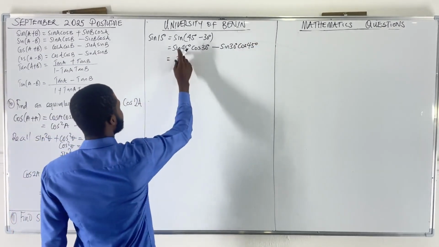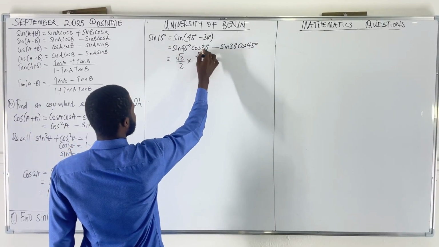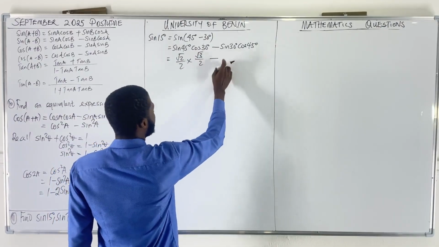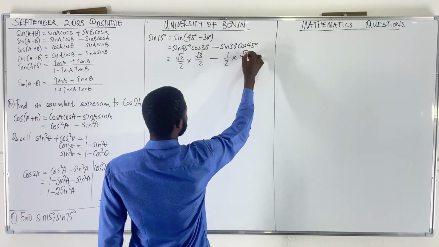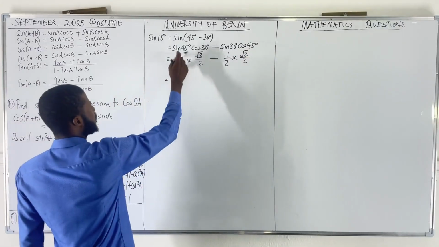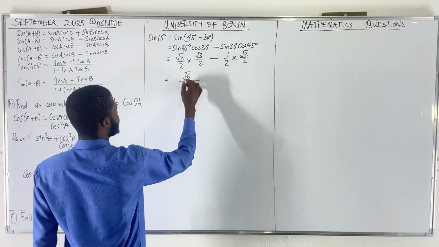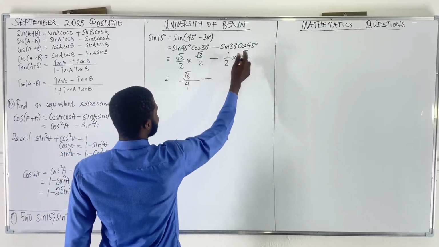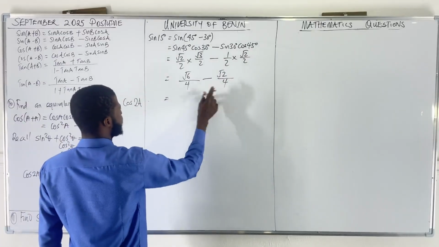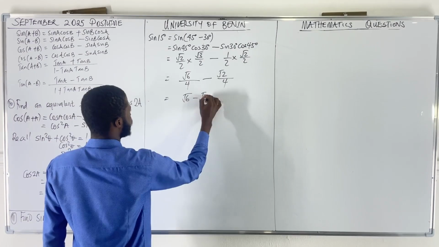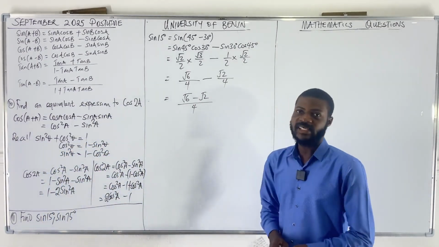So now, sine 45 is root 2 over 2, cos 30 is root 3 over 2, minus sine 30 is 1 over 2, cos 45 is root 2 over 2. Now, if you times the top, root 2 times root 3 is root 6 over 2 times 2 is 4. 1 times root 2 is root 2, then 2 times 2 is 4. Now, denominator is the same, so this is root 6 minus root 2, everything over 4. So that will be the answer for sine 15.